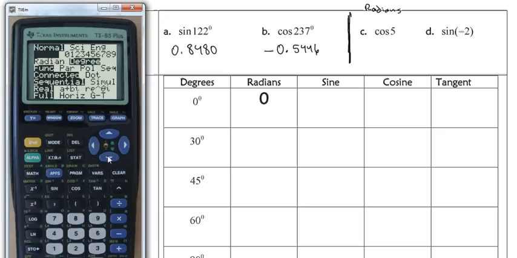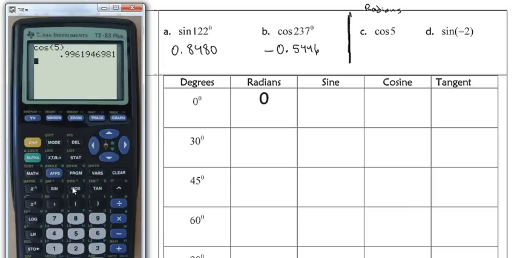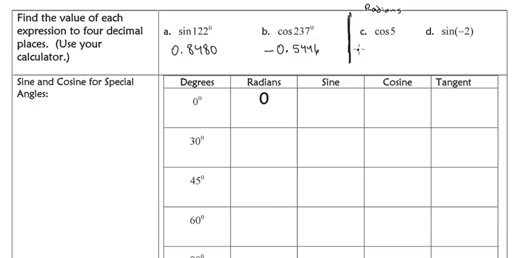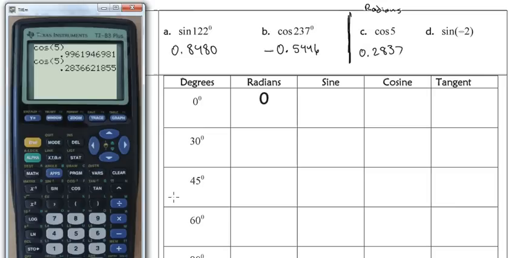We want radians again. So again, go back to mode. Now I'm in radians. And now when we try cosine of 5 again, we get the right answer. So now that we're in radians, we get 0.5 or 2. I had the wrong number. 0.2837. Yeah, round it up, we get to 7.